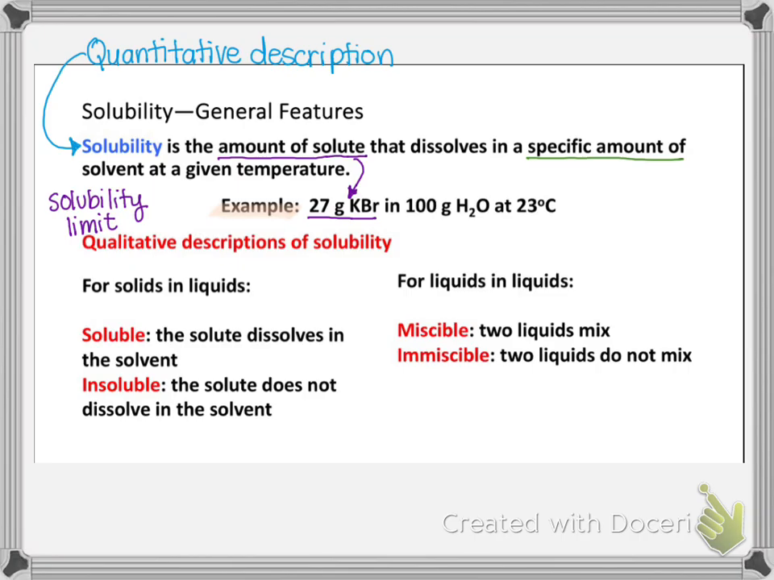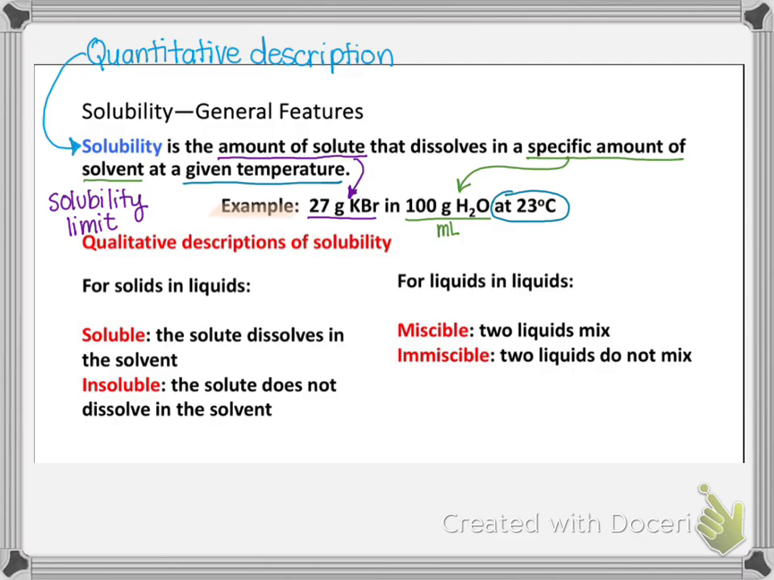So we have a specific amount of solvent. So in our example, it's 100 grams of water. And water is 1 gram per milliliter. Sometimes this will be milliliters because 1 gram of water is 1 milliliter. And then it tells us finally in the definition that it is at a given temperature. And so in this particular case, it's at 23 degrees Celsius. And on the next slide, we'll investigate a little bit more about why they would have to include the temperature in the solubility or the solubility limit.